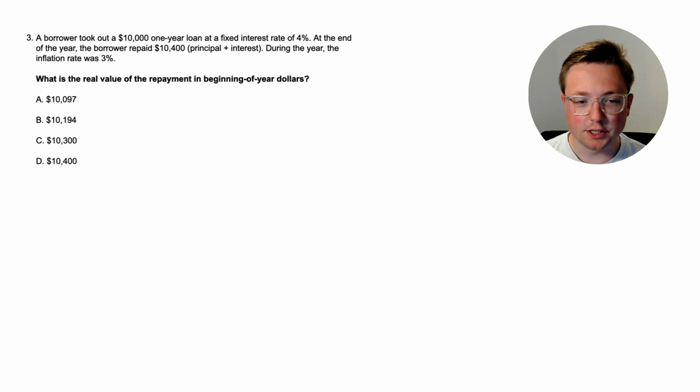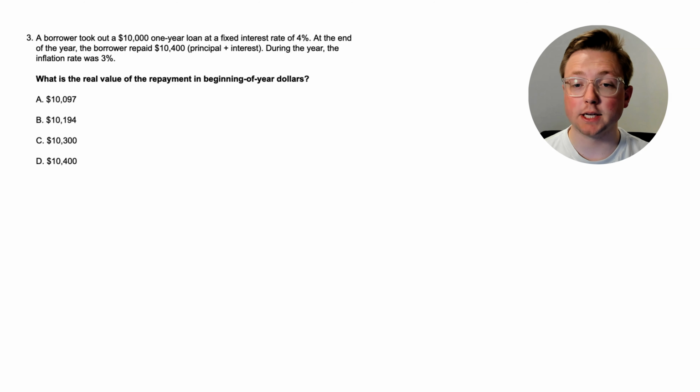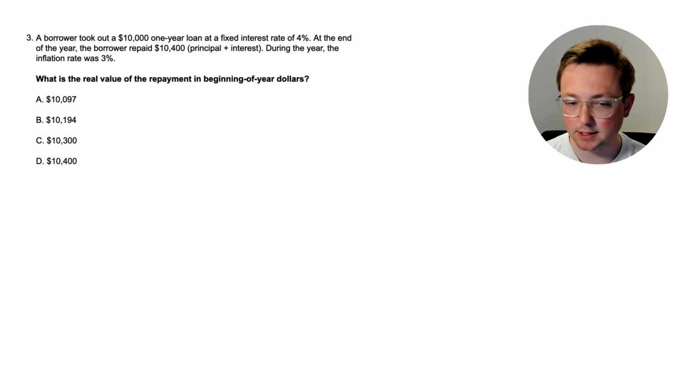All right, here we are at question 3. What is the real value of the repayment in beginning of year dollars? Okay, let's go up to the top. A borrower took out a $10,000 one-year loan at a fixed interest rate of 4%. At the end of the year, the borrower repaid $10,400, and that was the principal and the interest. That makes sense. $10,000 multiplied by 4% is 400, so that's 10,400. During the year, the inflation rate was 3%. So what is the real value of the repayment in beginning of year dollars?